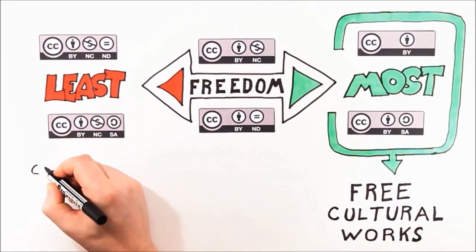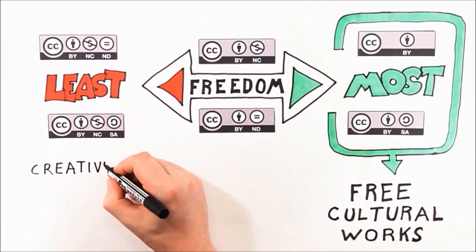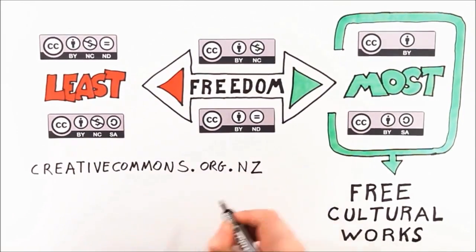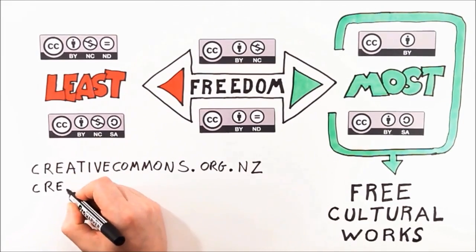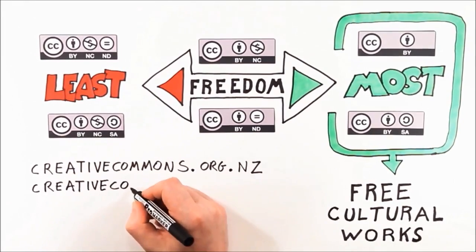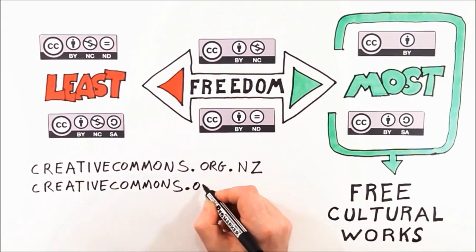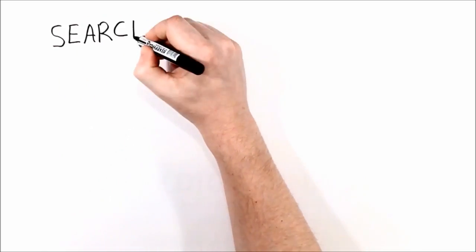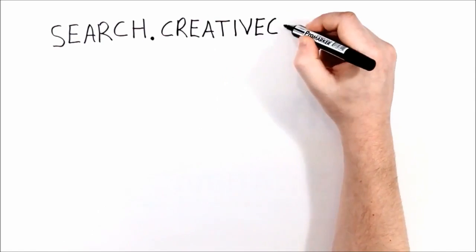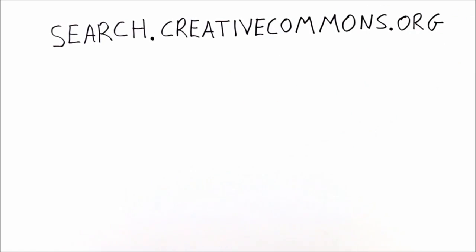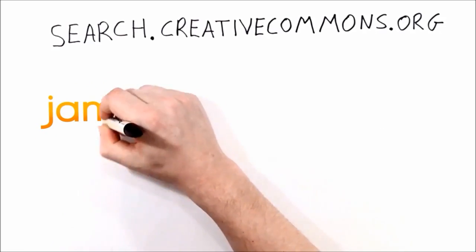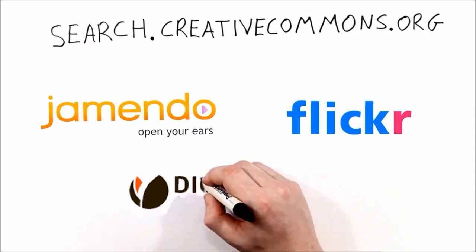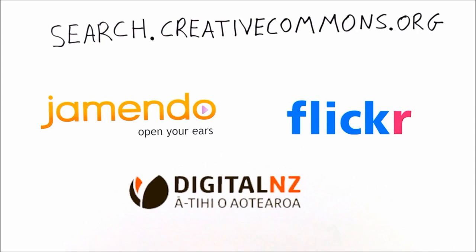To choose and apply one of these licenses, and to view their terms in more detail, visit us at creativecommons.org.nz. Or you can answer some questions to help you decide which license best suits your needs at creativecommons.org/choose. There are some good ways to find other people's Creative Commons licensed work online. You can use a search filter by going to the Creative Commons website. Or why not try the Jamendo website for music, Flickr for images, or Digital NZ for New Zealand content.